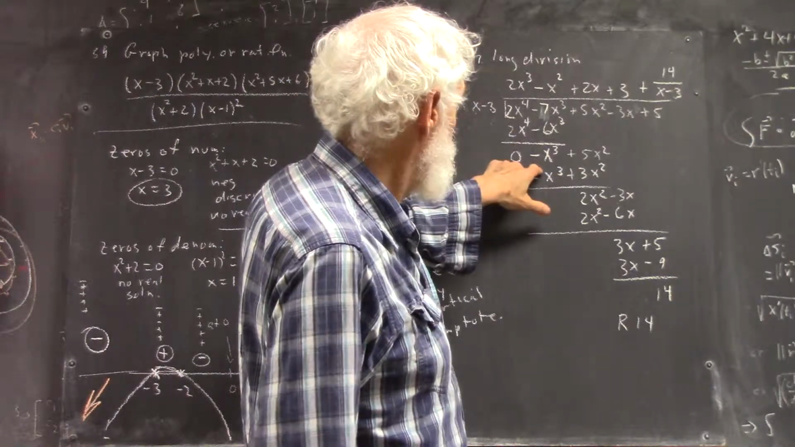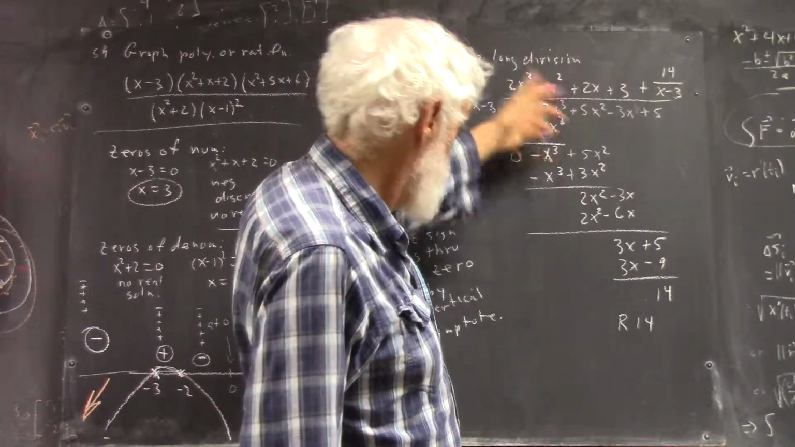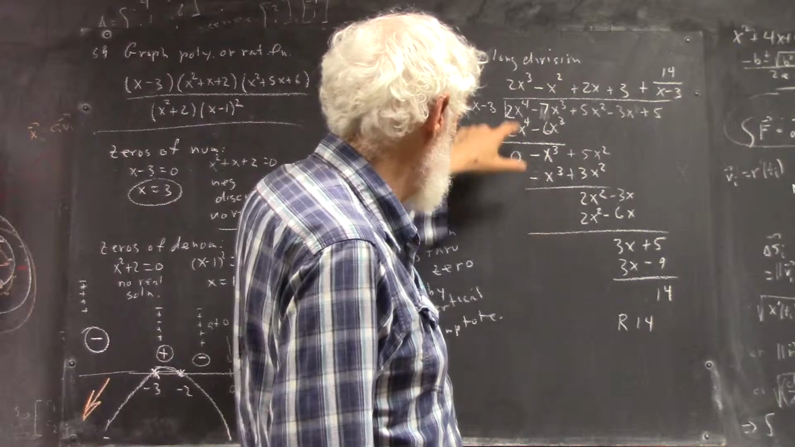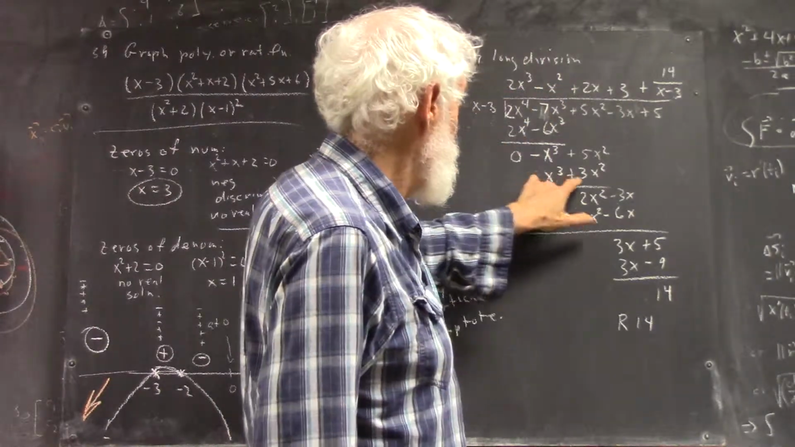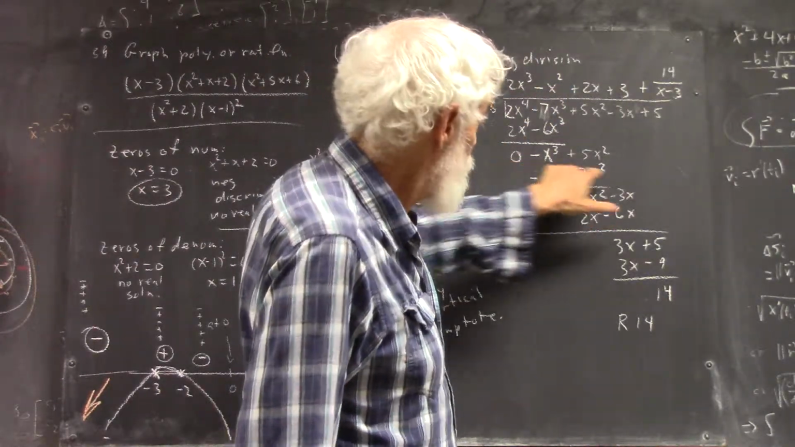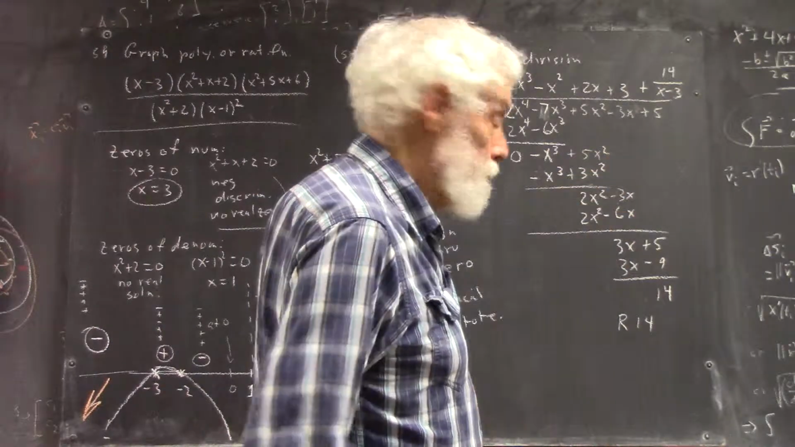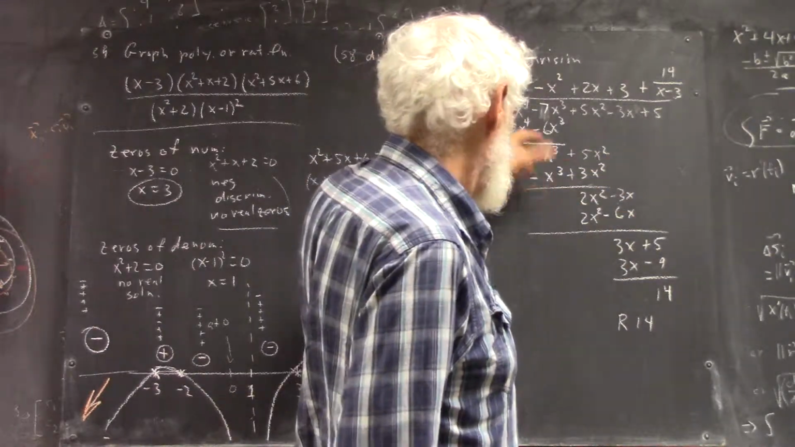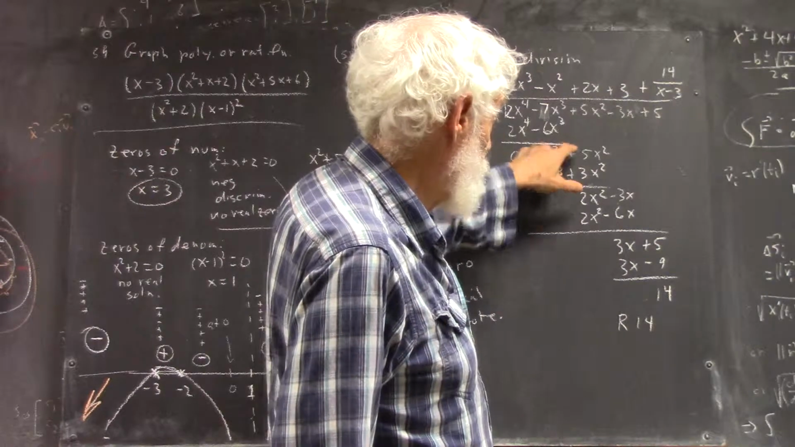Then we divide x into negative x cubed, we get negative x squared. Multiply that here and we get this. And subtract this from this. Okay? And this subtracts off, we get the 2x squared here.